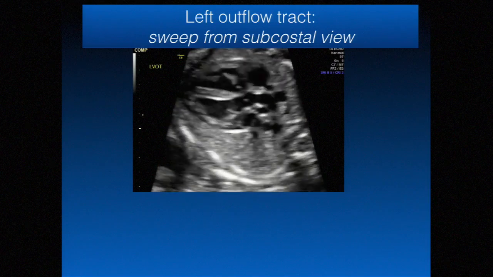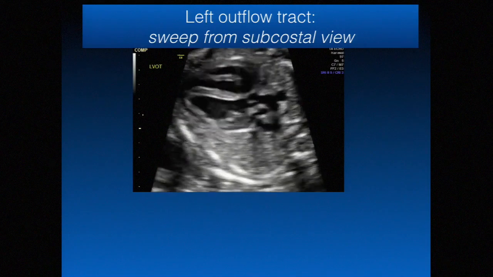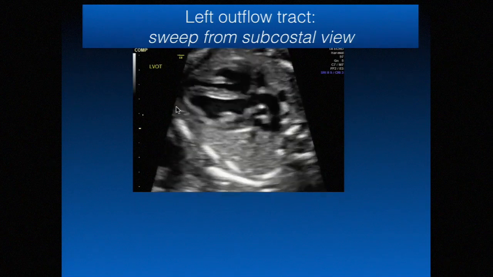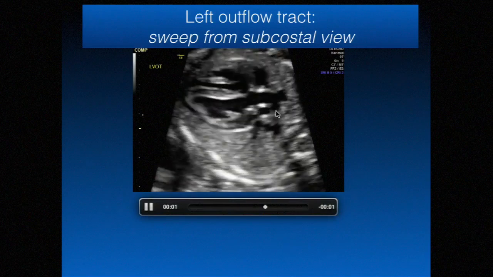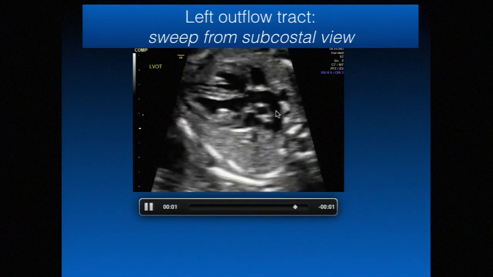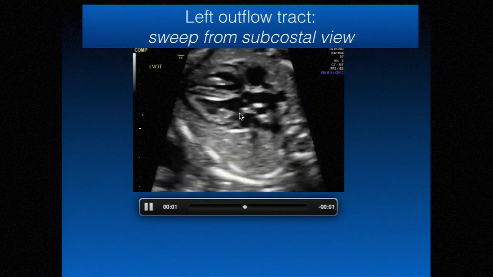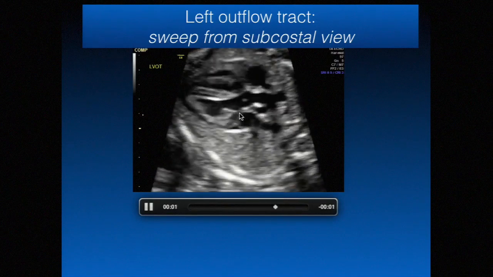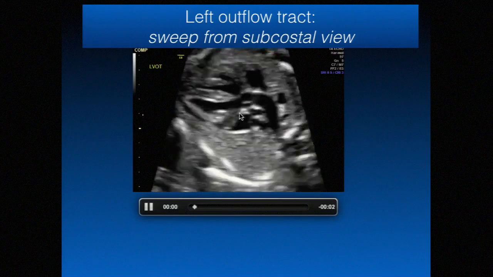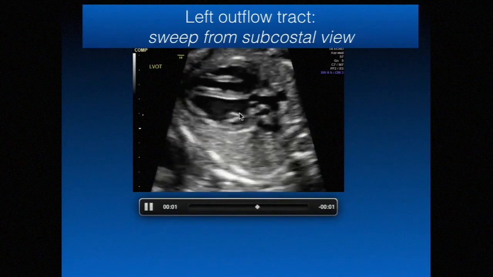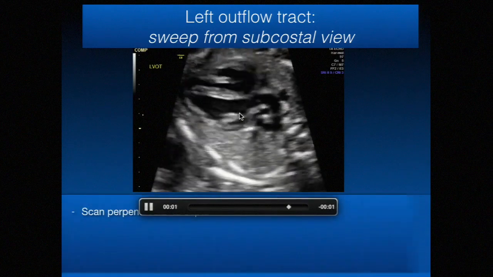This is probably my favorite way to look at the left outflow tract, coming from the subcostal view and sweeping up, because again, we're coming in perpendicular to the septum. So this view is essential, I think, to confirm that you have no override. I think sometimes when you come down from the apical perspective, you can falsely create it to look like an override. So if you have any question, it is essential to be coming in perpendicular to the septum.